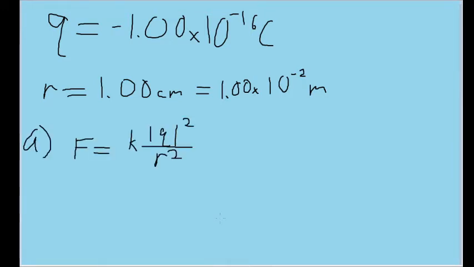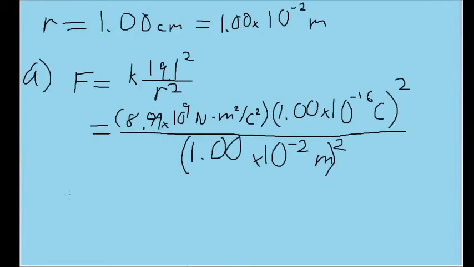Finding the electrostatic force between two particles is simply a matter of applying Coulomb's law, so let's go ahead and use that formula here. And simply plugging in our values gets us an electrostatic force of 8.99 times 10 to the -19th power newtons.